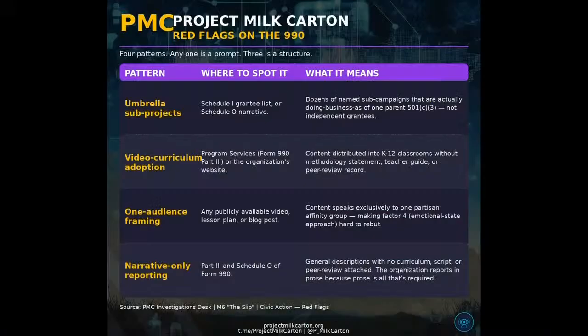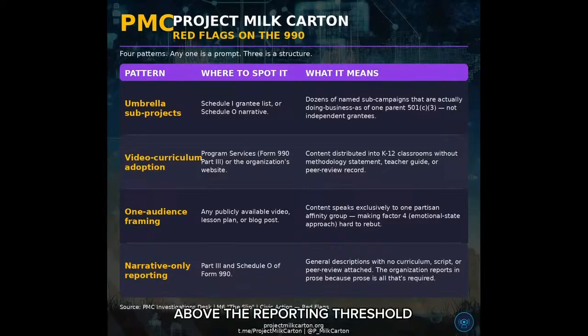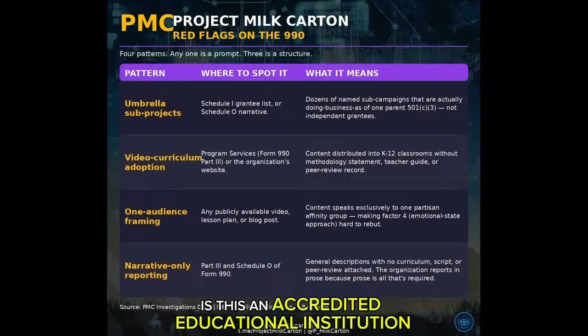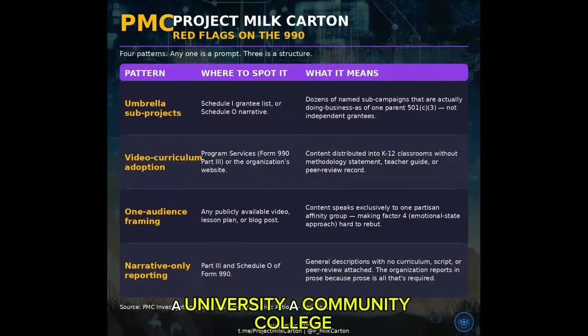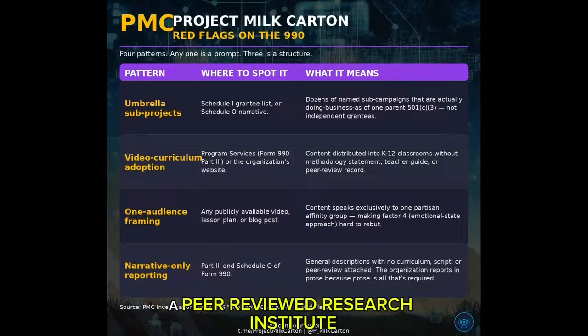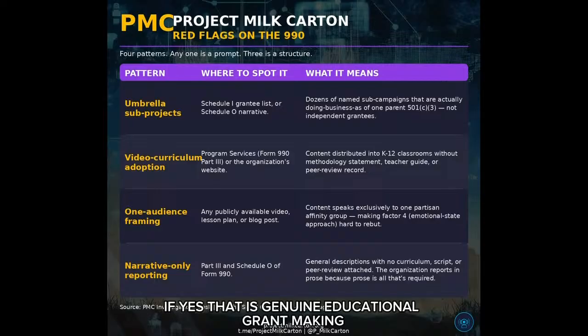Step 4. Walk Schedule I. Schedule I lists grants the organization made to other organizations above the reporting threshold. If the C3 is a grant maker, walk the list. Ask one question on every grantee. Is this an accredited educational institution? A university, a community college, a K through 12 district, a peer-reviewed research institute, a library, a museum? If yes, that is genuine educational grant-making.